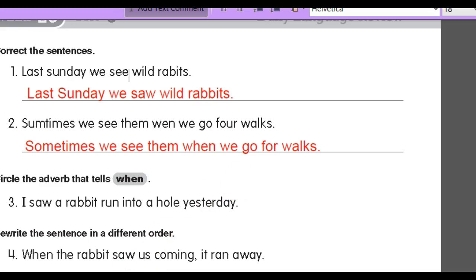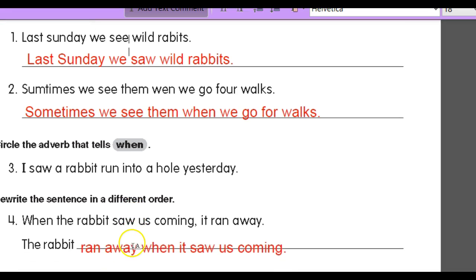Circle the adverb that tells us when. I saw a rabbit run into a hole yesterday. So whenever you see adverbs, remember you always look for the verb first. So run. And so when did the rabbit run? Yesterday. So our adverb here is yesterday. Our verb is run.